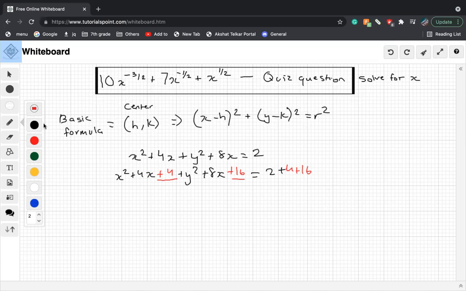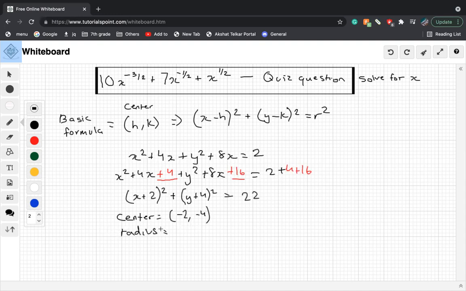So now let's actually do the equation, right? So x^2 + 4x + 4, obviously you guys should know that is (x + 2)^2, plus y^2 + 8y + 16 is (y + 4)^2, and this is all equal to 22. And so if I ask you for the center and radius of this, you should know that the center is (-2, -4), and obviously the radius.